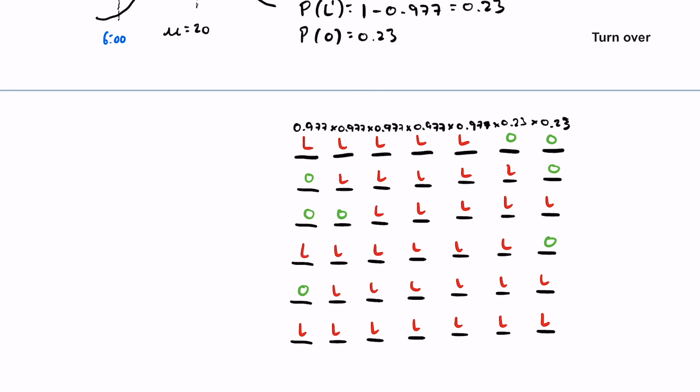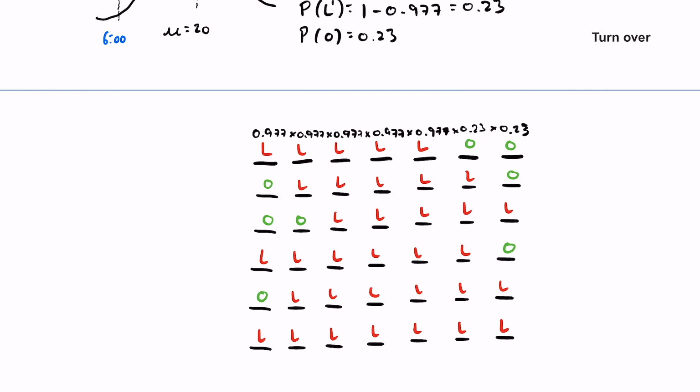Now, if we wanted to condense this, how could we write it? I'm going to move this over just slightly. How could we write this if we wanted to condense this information? Well, we have 0.977 multiplied by itself 5 times. So all of this would equal 0.977 raised to the power of 5, with the exponent of 5, times 0.23 multiplied by itself twice, or squared.